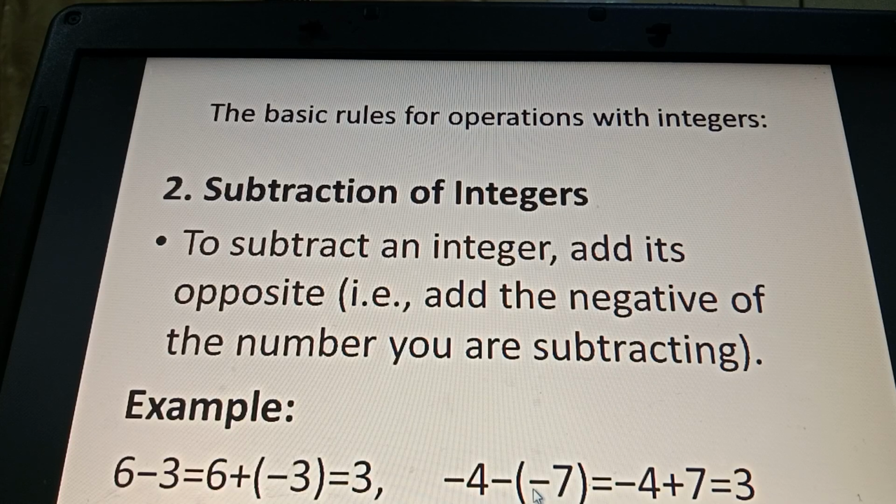4 minus negative 7 is equal to negative 4 plus 7. You add the opposite. The opposite of negative 7 is positive 7, which is negative 4 plus 7, which gives you 3.